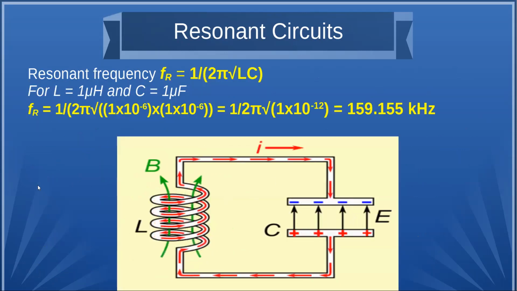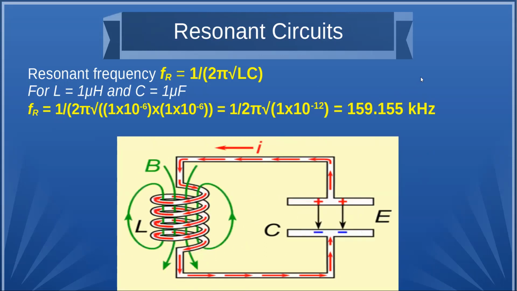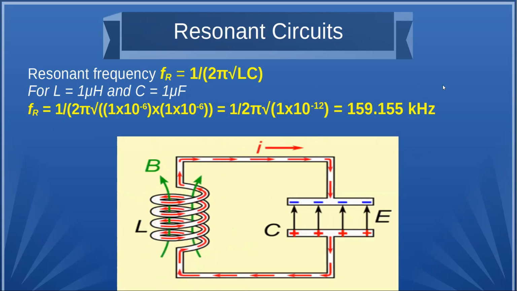Okay, so this little circuit, I like this one because it's showing the energy going back and forth between the two. And current changing direction. This is just an example of if I had a 1 microhenry inductor and a 1 microfarad capacitor, the resonant frequency is going to come out to 159.155 kilohertz.